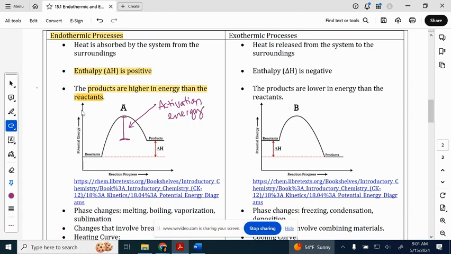That may be a match. It may be a spark. It may be the sunlight shining in on plants for photosynthesis. So that energy can come in a variety of different ways. And that activation energy needs to be met in order for these products to be produced. When the products are produced, then you're going to have a higher amount of heat than what you started with. Your delta H then will be a positive value.